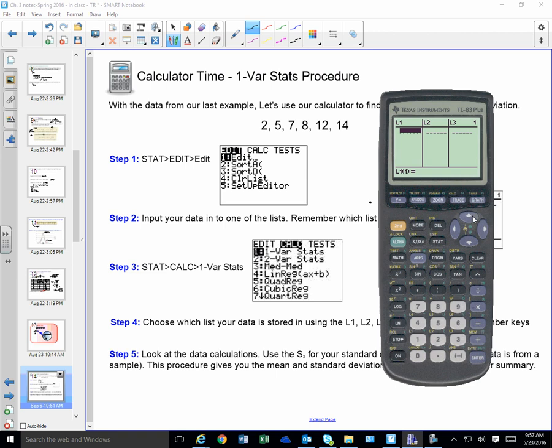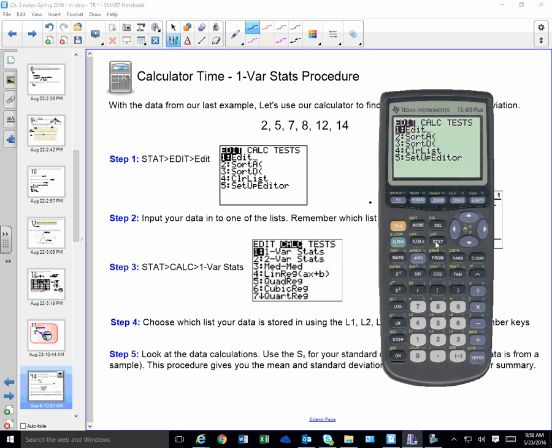Now I'm going to put my data in list 1. If you already have data in your list and you want to clear it, just go up, push clear and enter, and that will clear out the entire data set instead of you having to go through and delete, delete, delete for each little observation. So I'm going to put in 2, 5, 7, 8, 12, and 14. I'm just using this data set here.